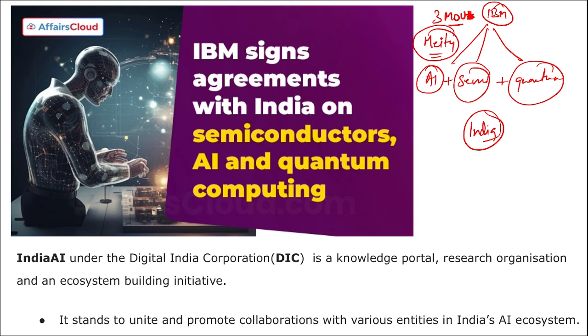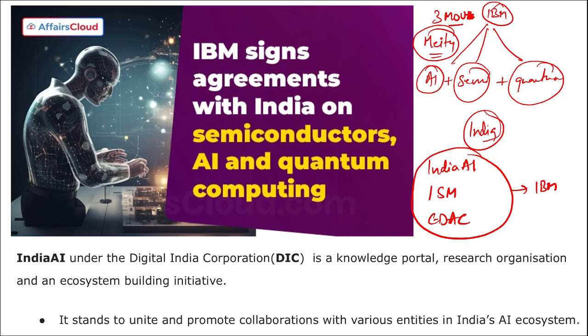And these MOUs were signed with whom? If we look at the respective organizations here, for AI it is India AI, for semiconductor it is the India Semiconductor Mission, and for quantum computing it is with C-DAC, right? C-DAC. So these are the three organizations with which IBM has signed three MOUs in the respective fields of AI, semiconductors, and quantum technology.